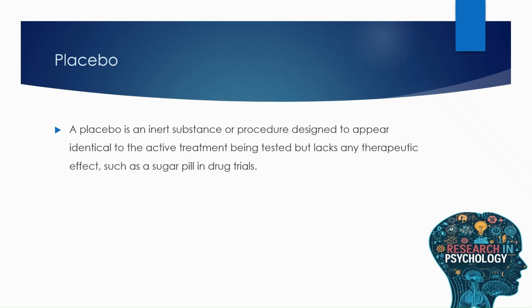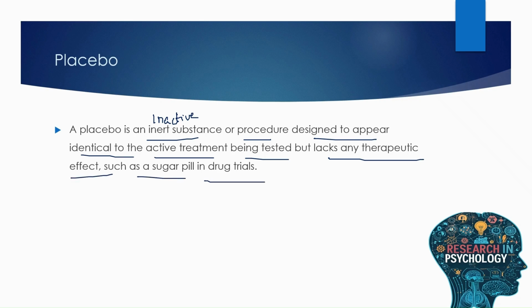Then let's see what is a placebo. So we have already discussed what is a placebo. A placebo is an inert substance, which means inactive substance or procedure designed to appear identical to the active treatment being tested but lacks any therapeutic effect. So example could be a sugar pill as in drug trials. Okay, so instead of the actual drug, you will be giving a sugar pill that mimics the experimental conditions. So this is inactive or inert substance or procedure that appears similar to the active treatment, but it is not, right? So that is placebo.